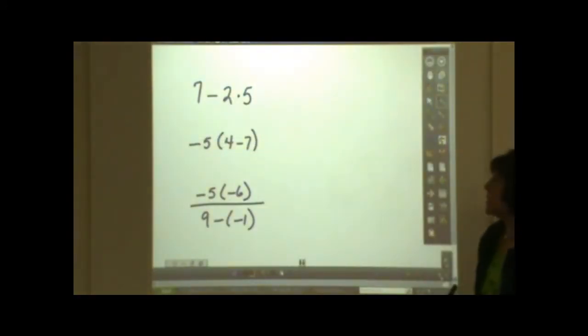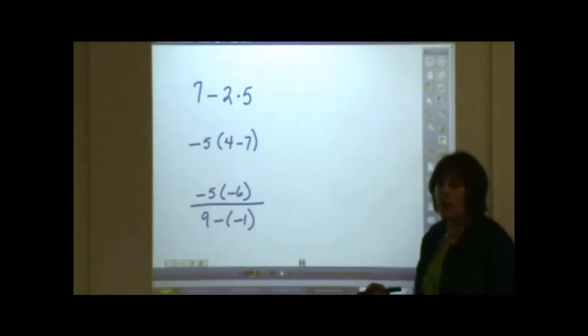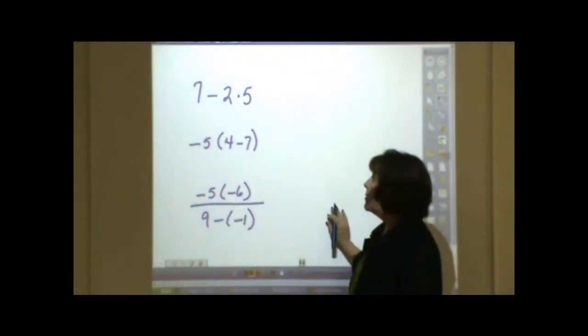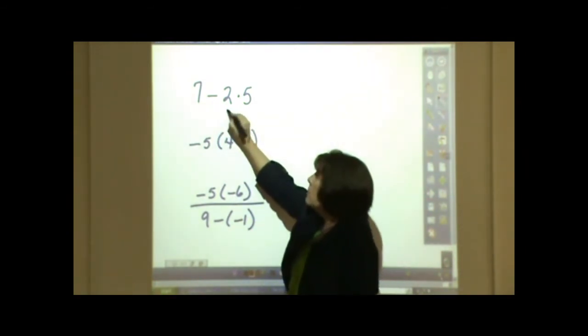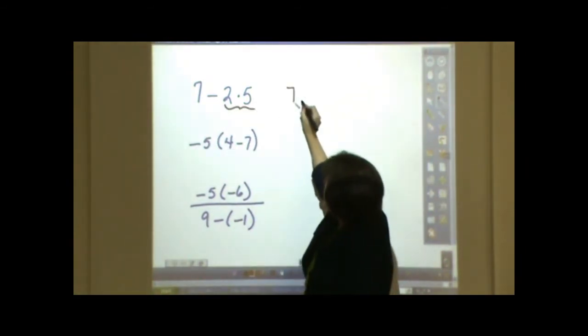Remember in the first section we talked about the order of operations. The order of operations also will apply when you're talking about real numbers. In this first example, because you have multiplication and subtraction, you want to multiply first. So you'll have 7 minus 10.